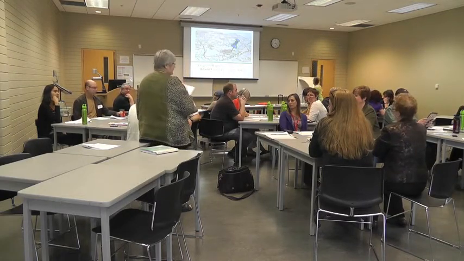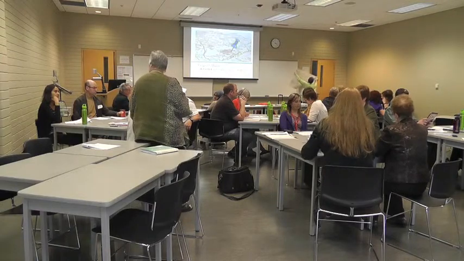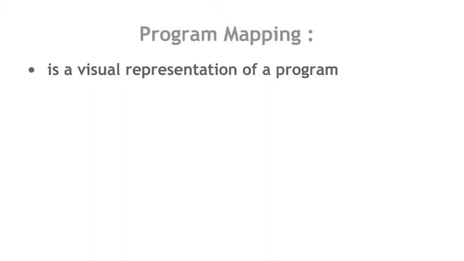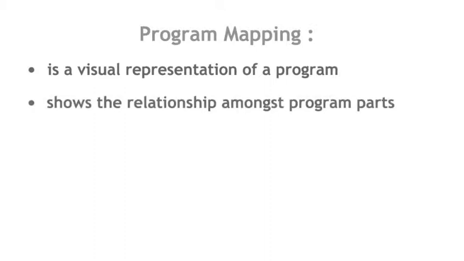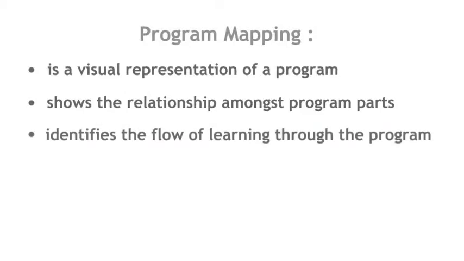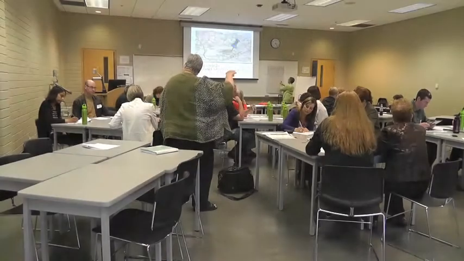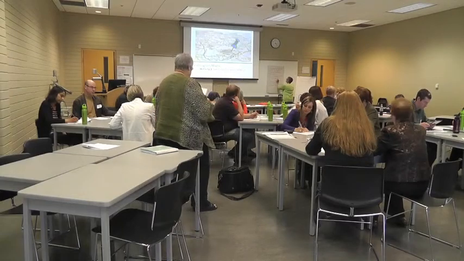Let me just highlight some of the five key points that Ruth talks about. She says it's a visual representation of a program. It shows the relationship amongst the program parts. So we talked about the connections and the relationships. It identifies the flow of learning through the program. So you talked about the process of learning, how people are going to move through the program.